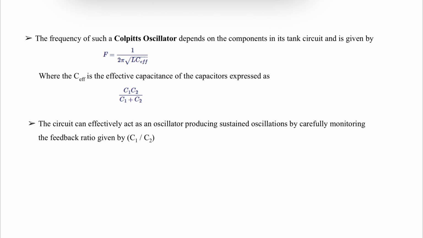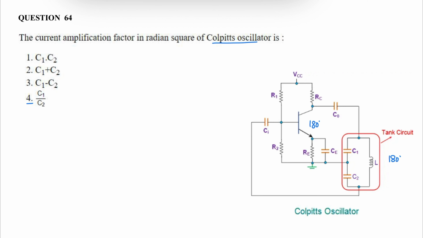The frequency of Colpitt's oscillator depends on the components in tank circuit and is given by frequency f is equal to 1 by 2 pi under root L C, where C is effective capacitance because there are two capacitors. These two capacitors are connected in series. So equivalent capacitance is C1 C2 by C1 plus C2. The circuit can effectively act as oscillator, producing sustained oscillations by carefully monitoring the feedback ratio as C1 by C2. Its feedback current amplification factor or feedback ratio is C1 by C2. Correct answer option 4.